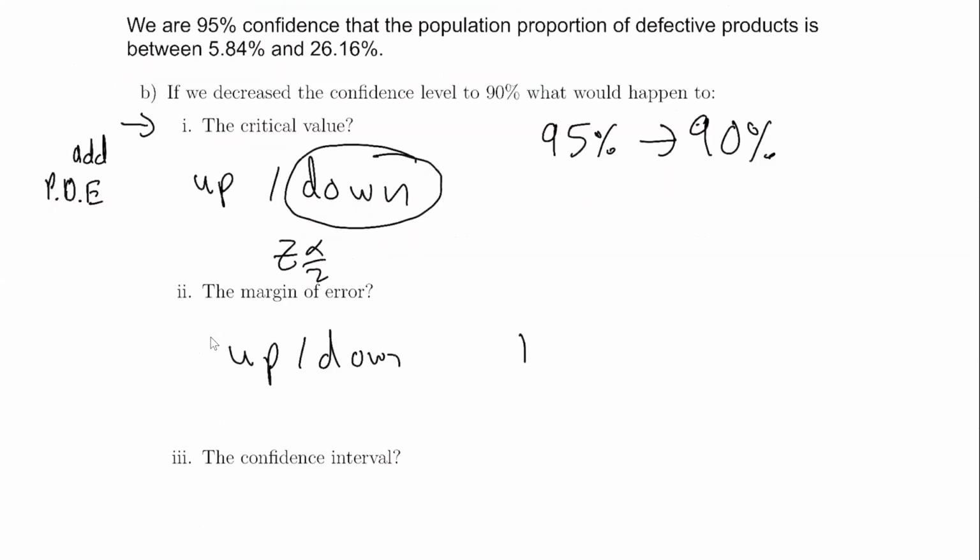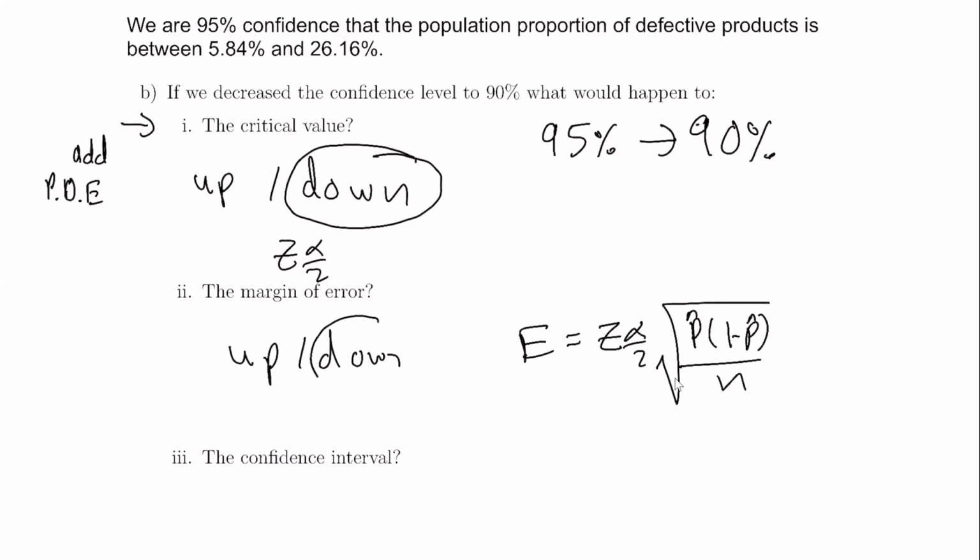If you don't remember what margin of error is, it's this one: z alpha divided by 2 multiplied by the square root of p hat times 1 minus p hat over n. Same thing: if we go from a confidence level of 95% to 90%, what will happen to the margin of error? Will it go up or down? If you think about it logically, if your critical value went down, you're multiplying by a smaller number, so the margin of error will go down.